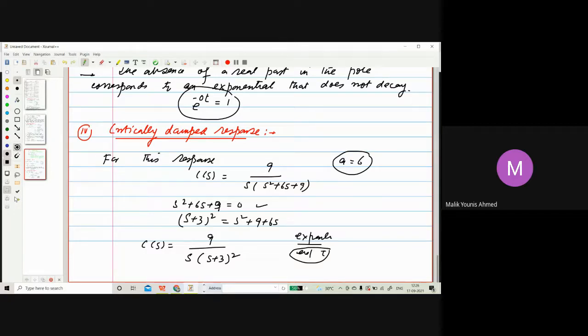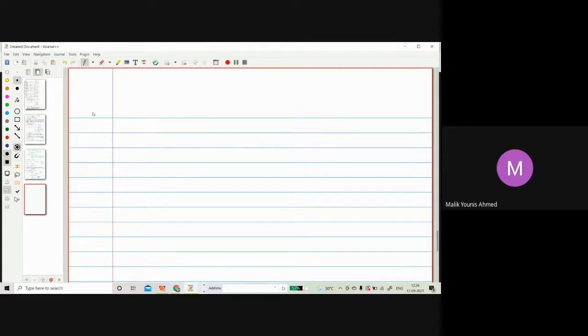What will be the response here? We can expect the response as C of t equal to K1 plus, first an exponential because we have a real part now. The second will be multiplied by time because multiple poles are there. Multiple poles means the same value of the poles; we have two. More than one means a multiple pole. Multiple poles we have on the real axis.